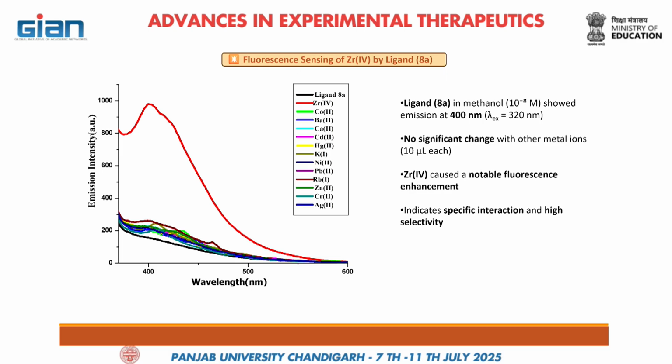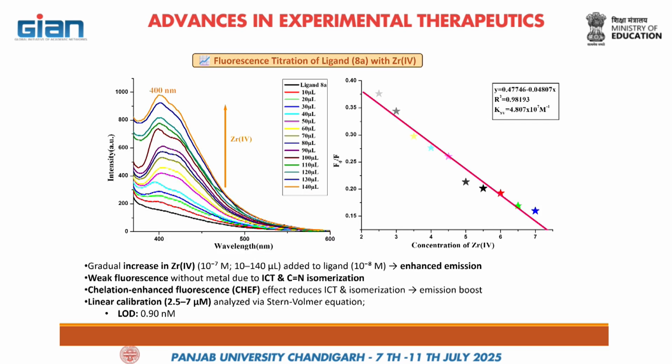Fluorescence sensing study was also done with zirconium by ligand 8A. For this purpose, ligand 8A was dissolved in methanol and showed an emission band at 400 nanometer under excitation wavelength at 320 nanometer. There was no significant change with other metal ions, while in the case of zirconium, there was a significant fluorescence enhancement. This indicates the specific interaction and high selectivity towards zirconium.